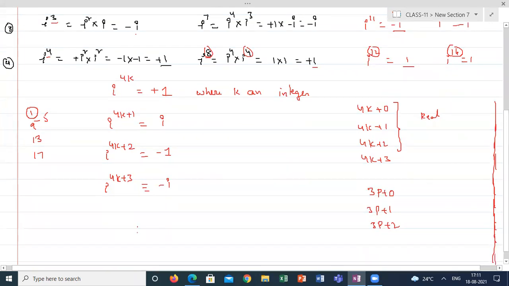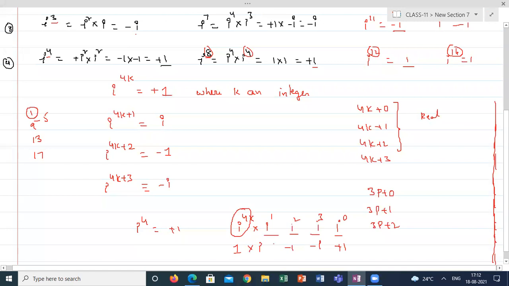We know i^4 is equal to plus 1. So i^(4k) multiplied by whatever i power value you are getting: i^1, i^2, i^3, and i^0. These are the only possible answers. So i^(4k) is always 1 and the rest, only 4 possibilities we are having. If it is i, it is i; if it is i square, it is minus 1; if it is i cube, it is minus i; i^0 means plus 1. That's it. Like that we can explain powers of i.